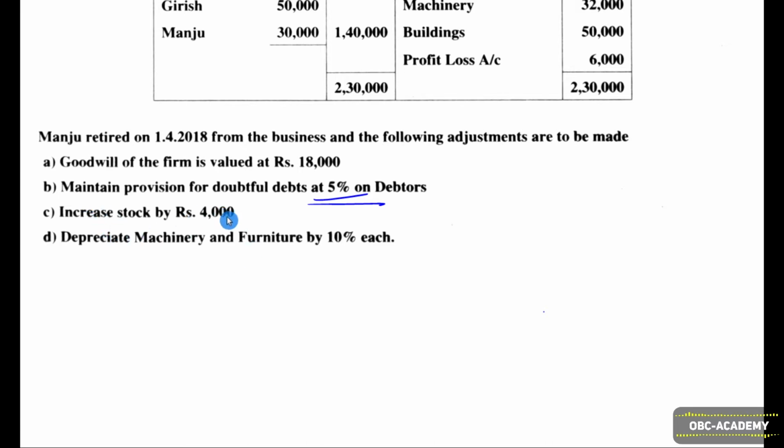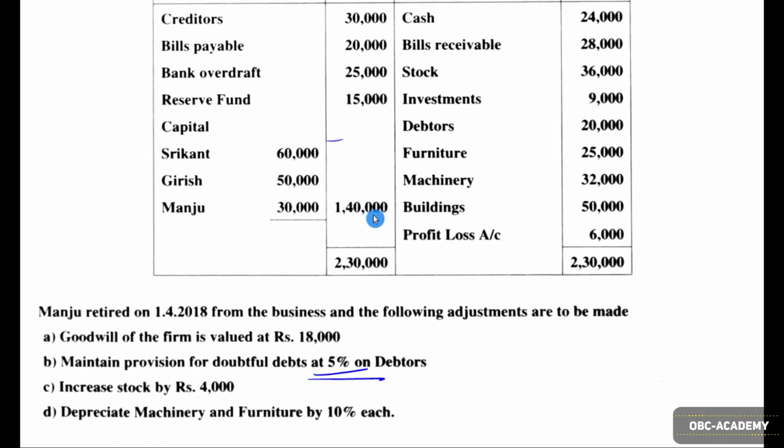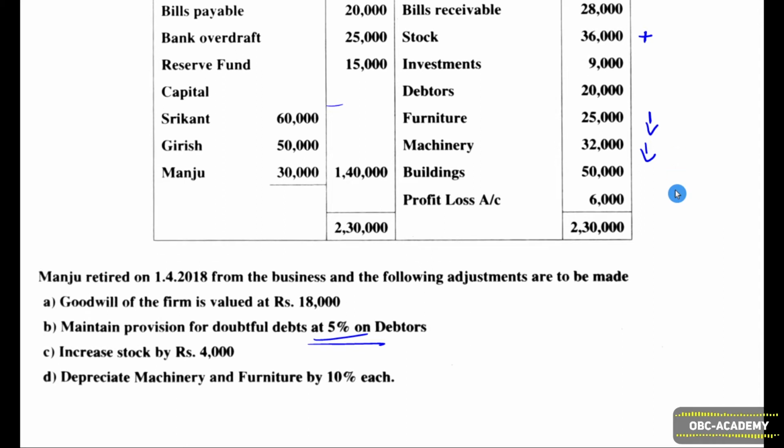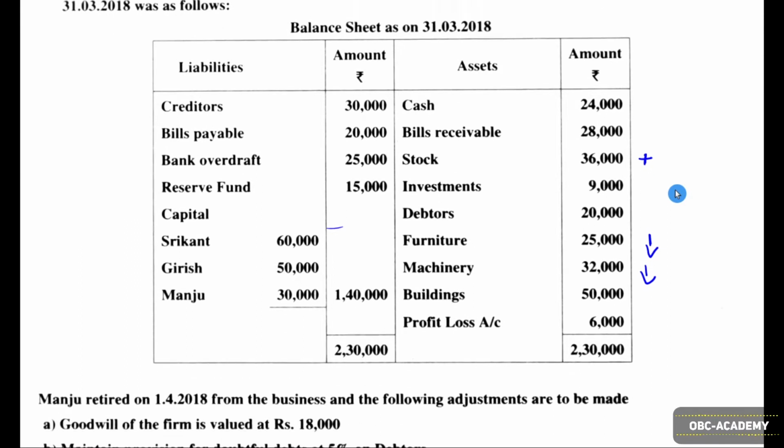Next, stock is increased by 4,000 rupees. The value of stock has gone up, so you have to add it. This is a good sign for the company. Stock value has grown by 4,000. Next, depreciation on machinery and furniture at 10%. Furniture and machinery have both decreased by 10%. This is what they've given, nothing else, nothing special here. A very basic problem, nothing complicated.